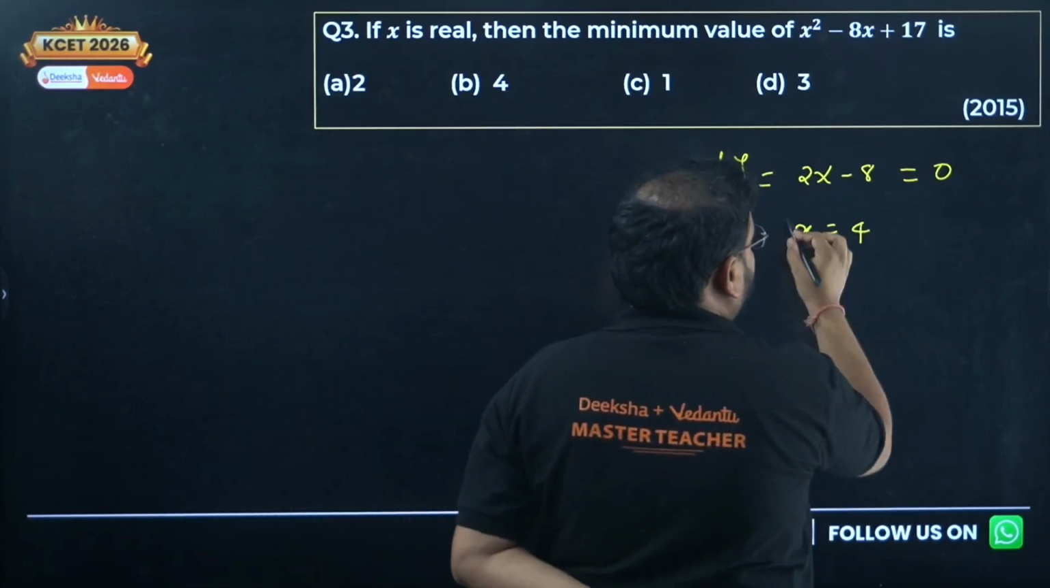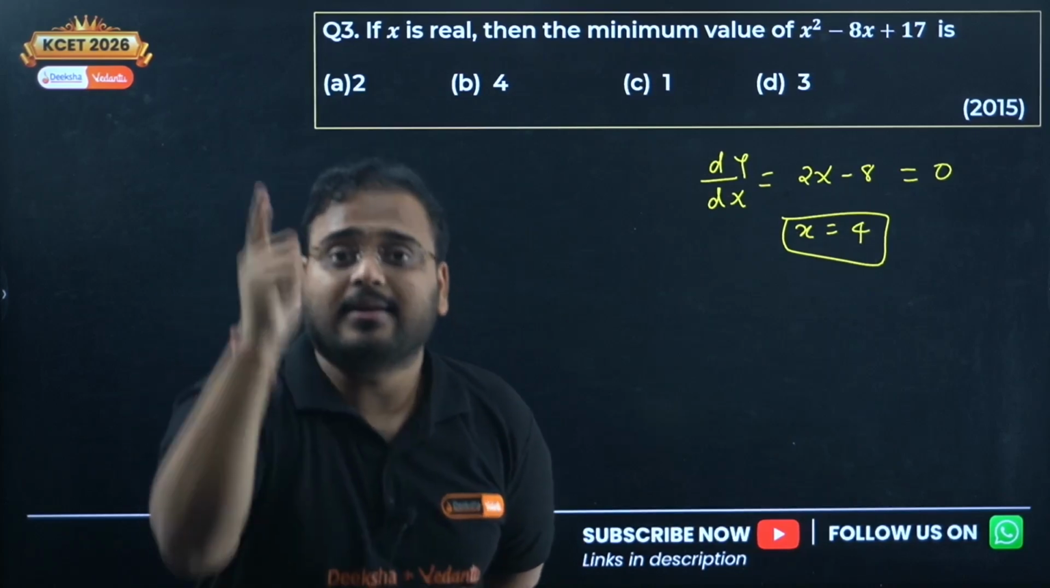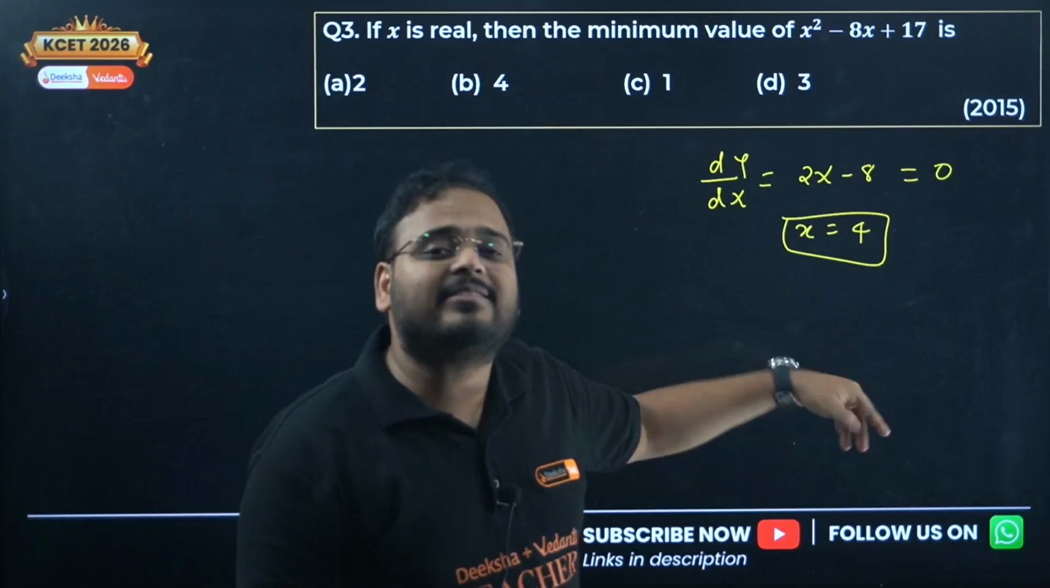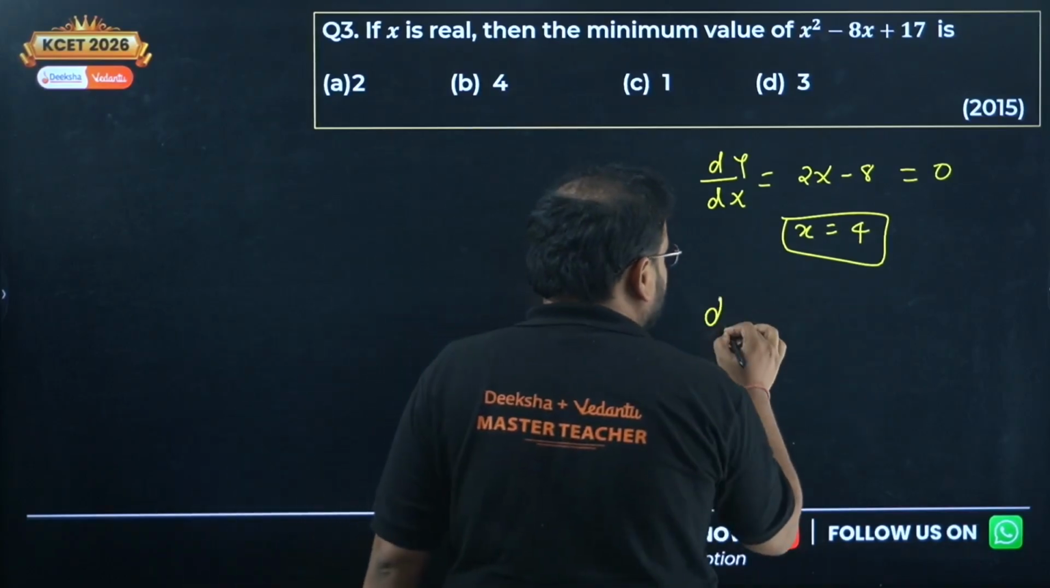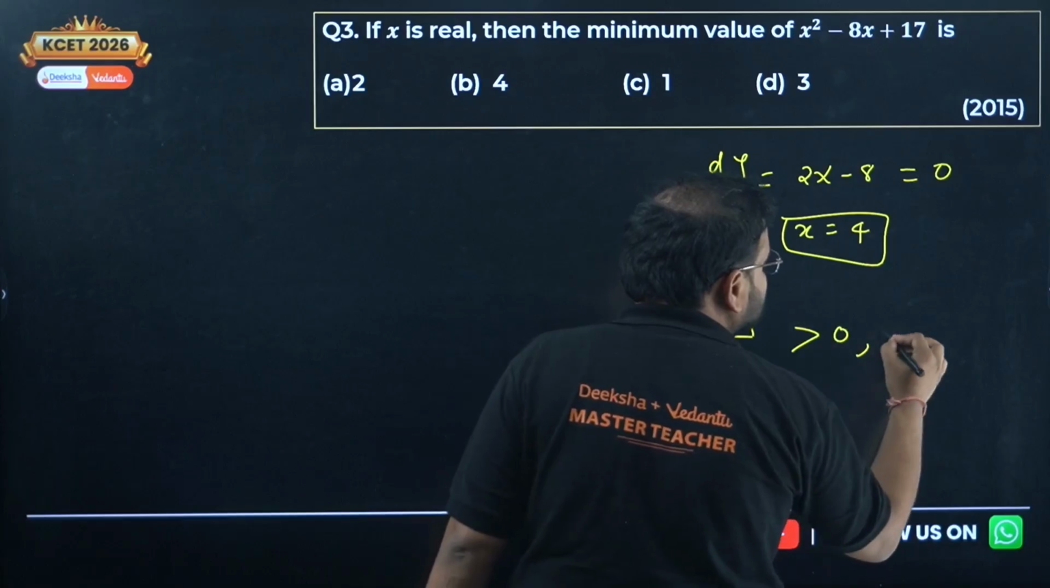X is 4. If you have more than one critical point, listen to me, you go and find the second derivative and check the nature. Second derivative more than 0 means minima.